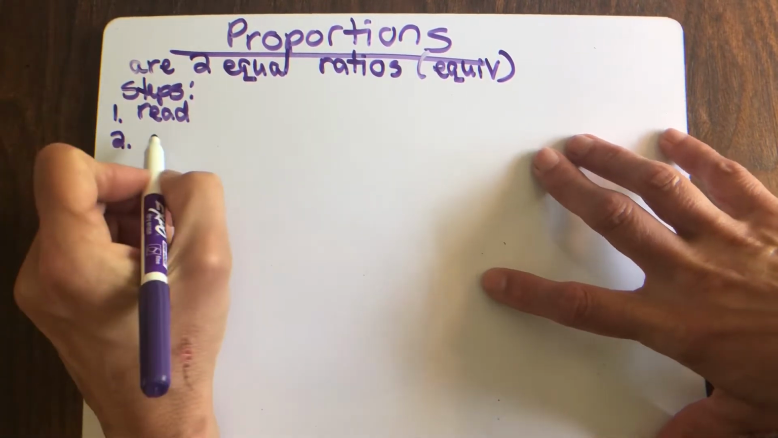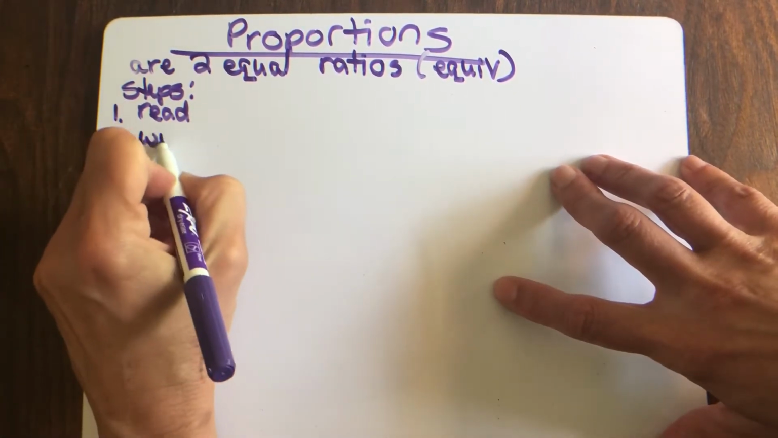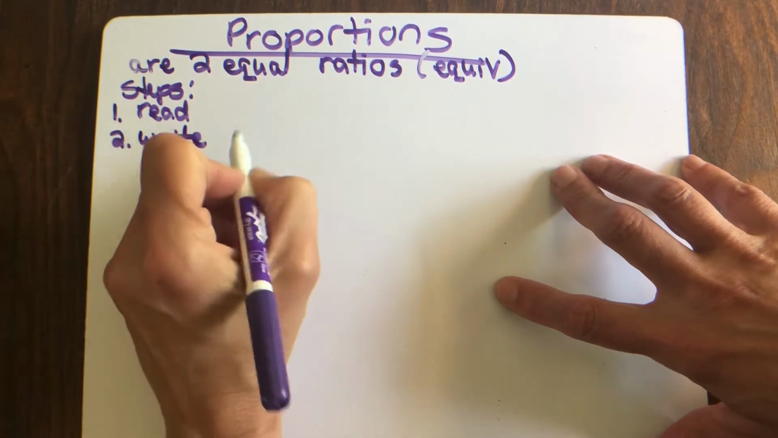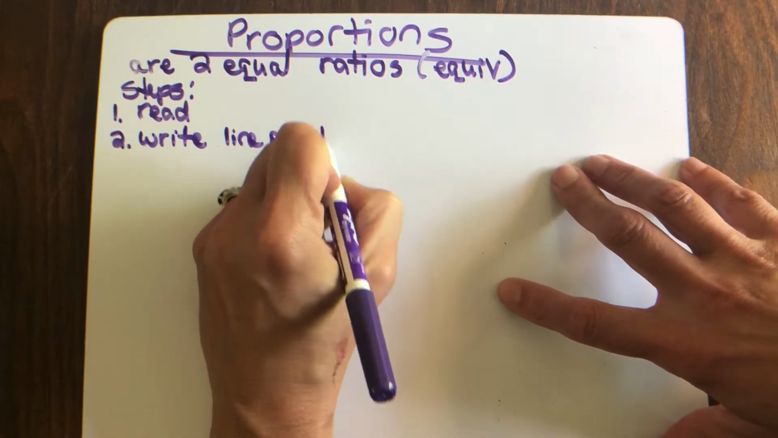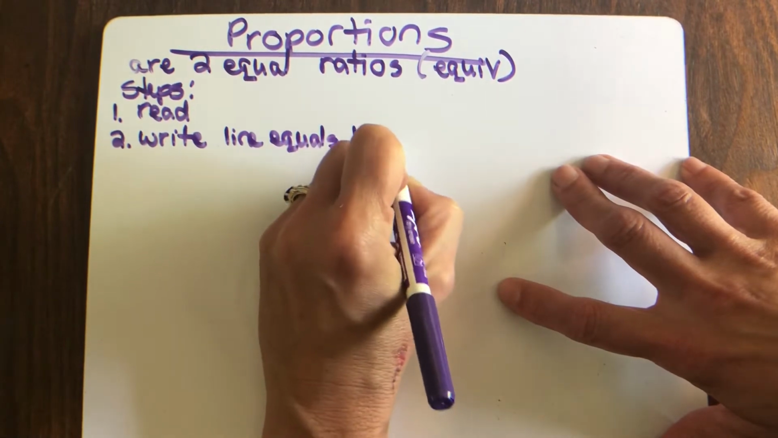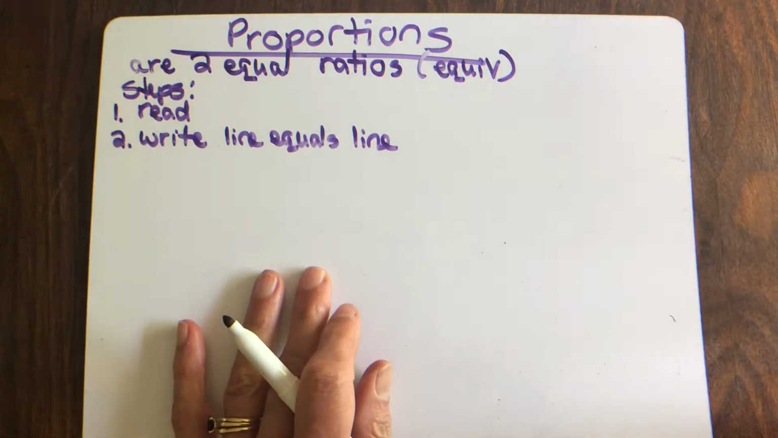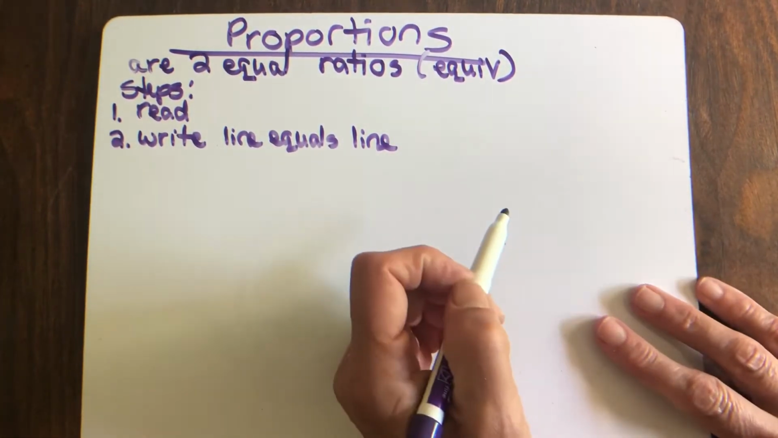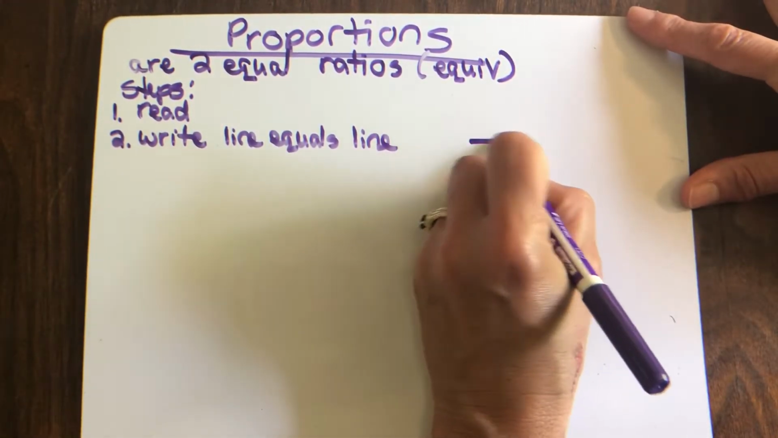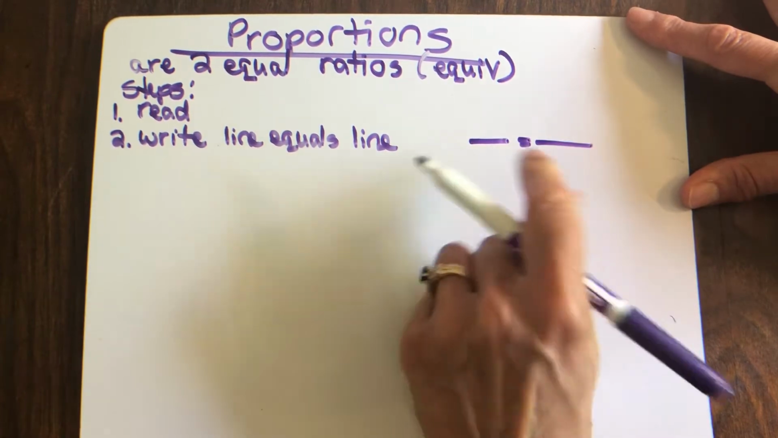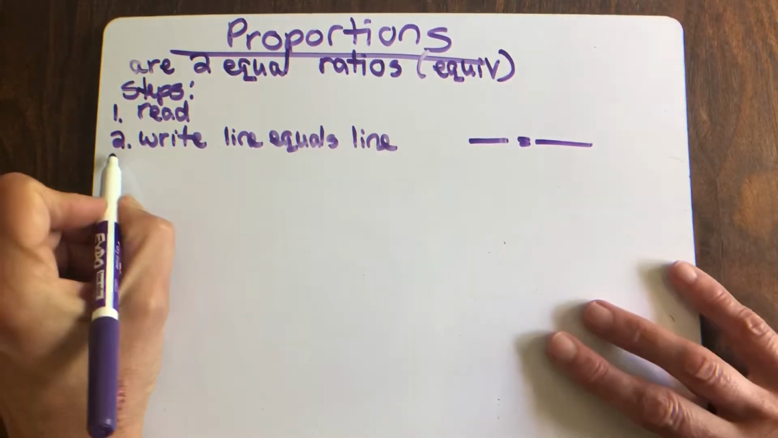So then we're going to write on our paper, and you're going to write this out. Write line equals line. Okay, so it's going to look like, I'm just going to come over to the side. It's going to look like this. Line equals line, like a fraction line equals another fraction line.